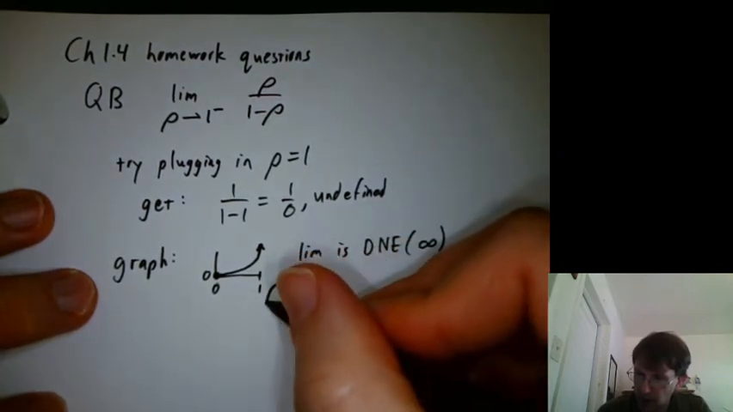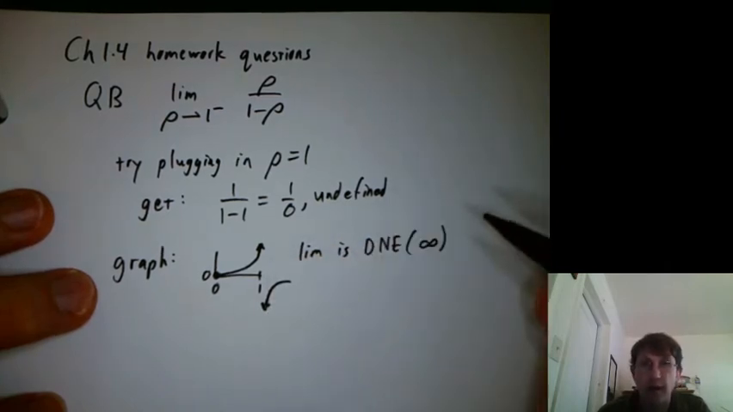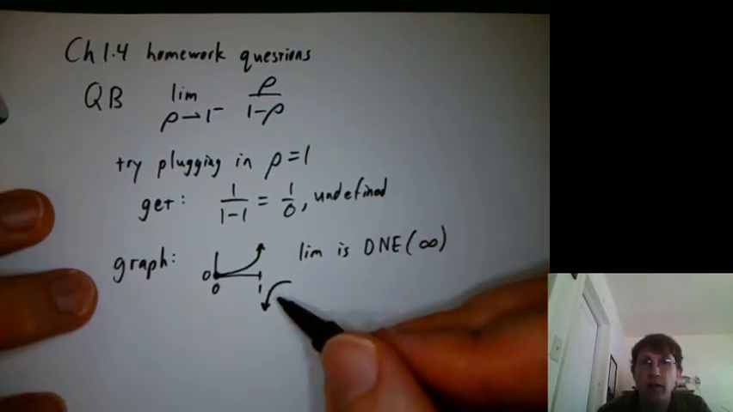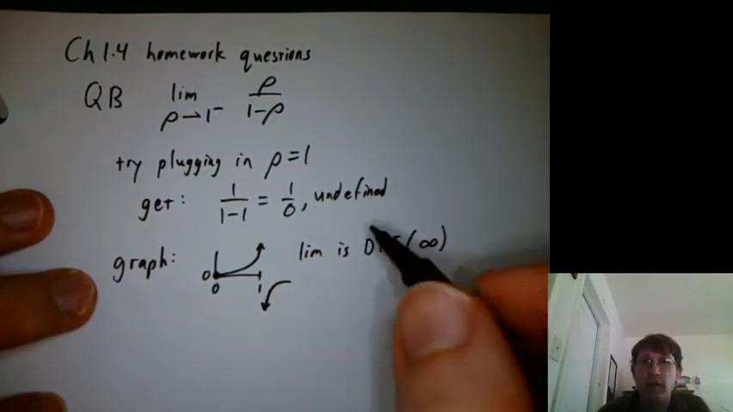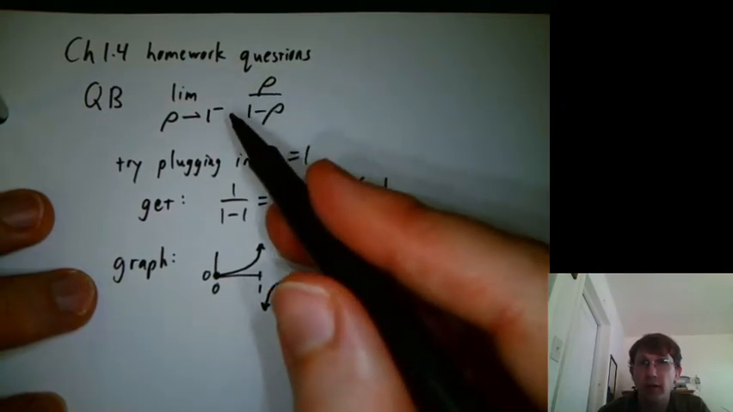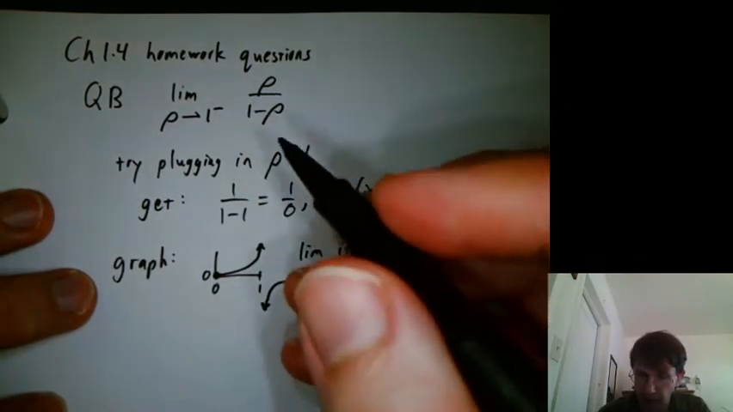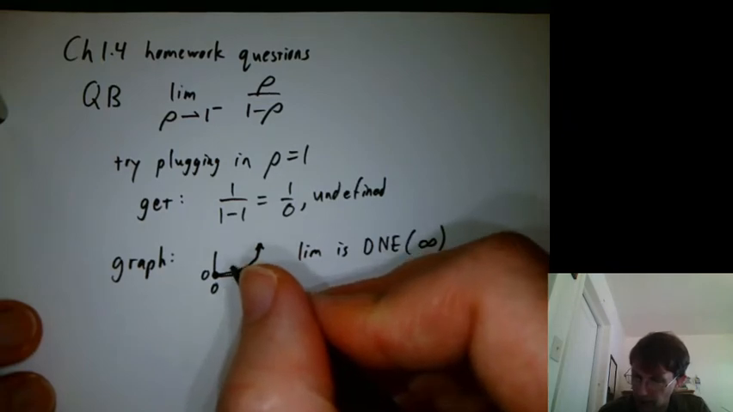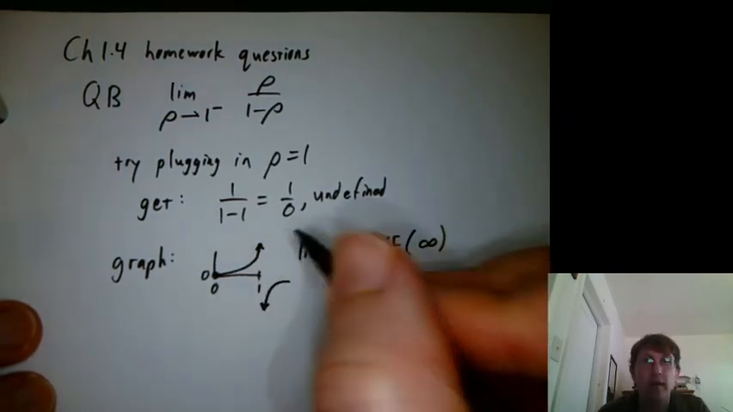If I graphed it over here, I would see a curve doing that, but that doesn't mean that there's a negative infinity kind of answer to this problem, because this problem is only concerned with coming in from the left. So we're starting below 1 and increasing there.